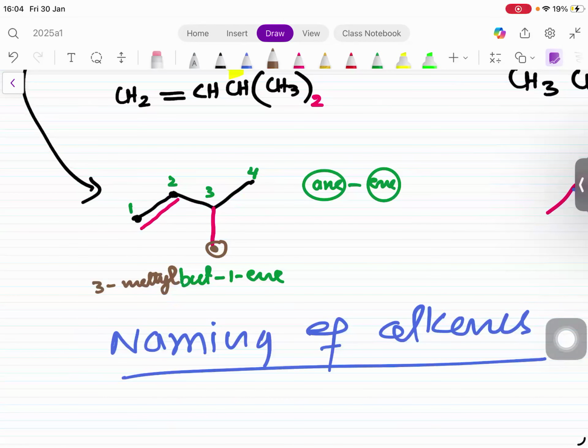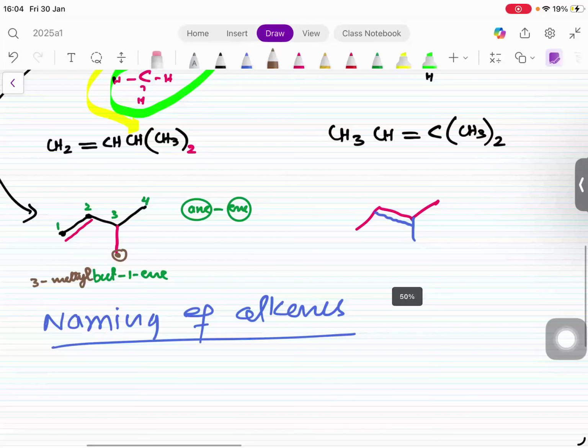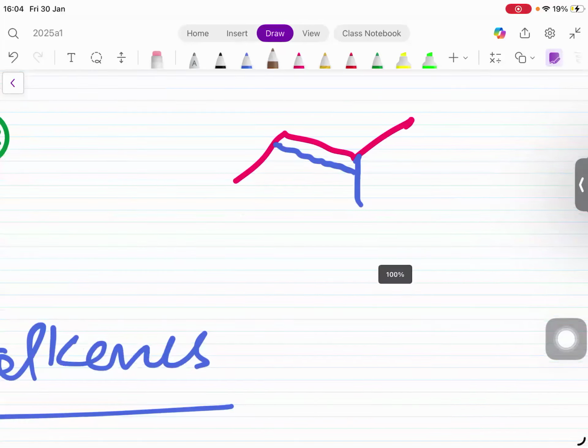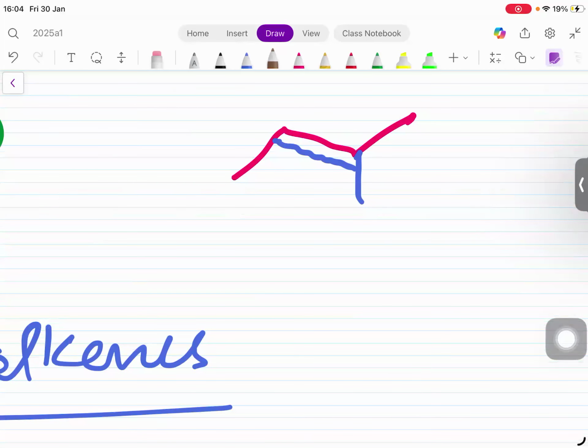What about this one? Look at this. What will be the name of this compound? Listen, everyone. In this case, if I start numbering from this side, there is a 2 with the double bond. If I'm numbering on the other side, also 2 with the double bond. But when the double bond is equally distanced, then I have to consider the branch as well. Now look at the branch. Which side is the branch on?